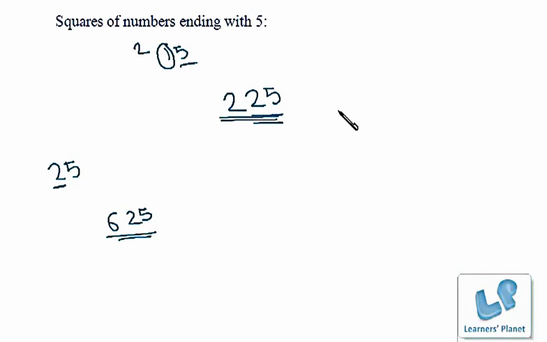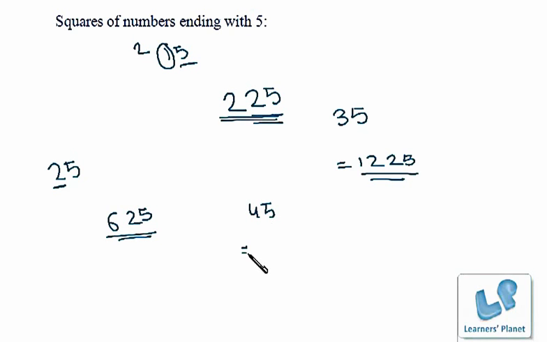Now we'll take one more number. We'll take 35. So again we'll put 25 as it is. Then we'll multiply 3 with the number that comes after it. So 4 comes after it. So 4 into 3 is 12. So we'll put 12 as it is. So this is the square of 35, 1225.